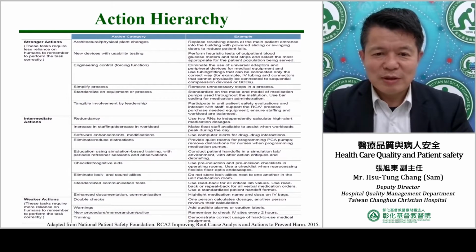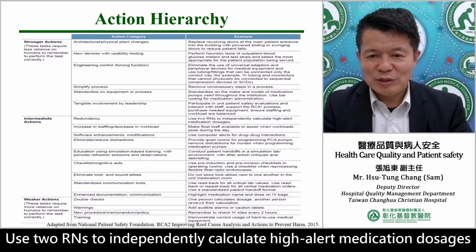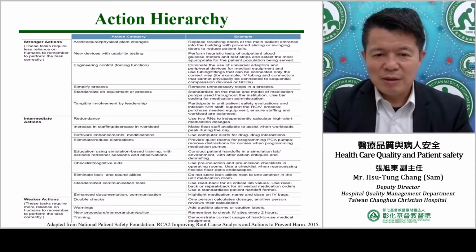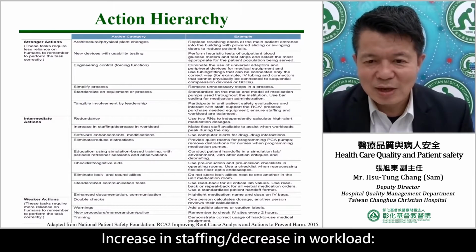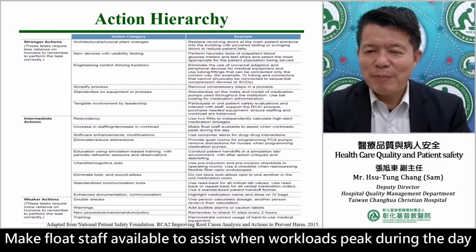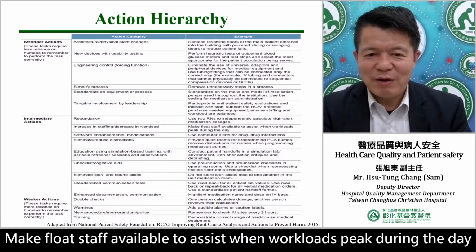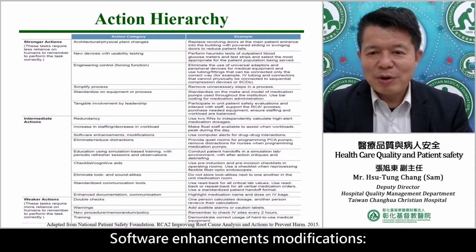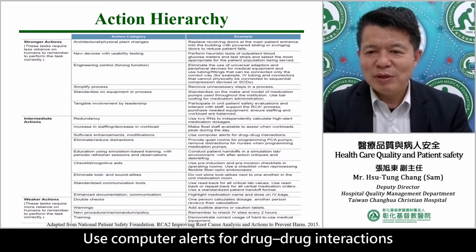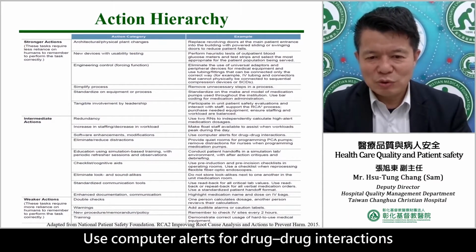Intermediate actions. Redundancy: use a second registered nurse to independently calculate high-risk medication doses. Increase in staffing, decrease in workload: make float staff available to assist when there is a workload peak during the day. Software enhancement or modification: use computer alerts for drug interactions.